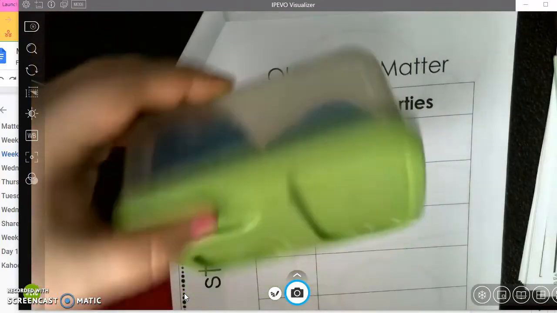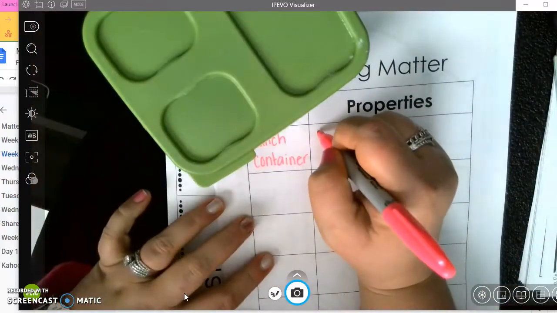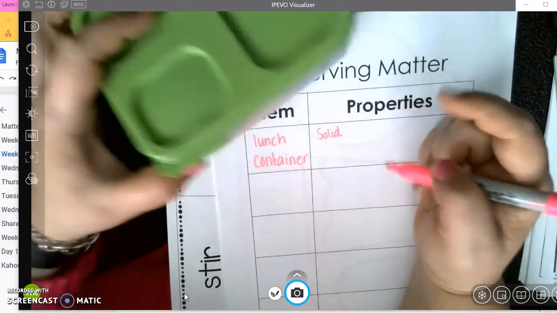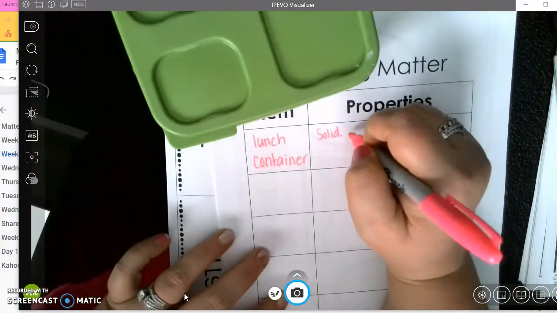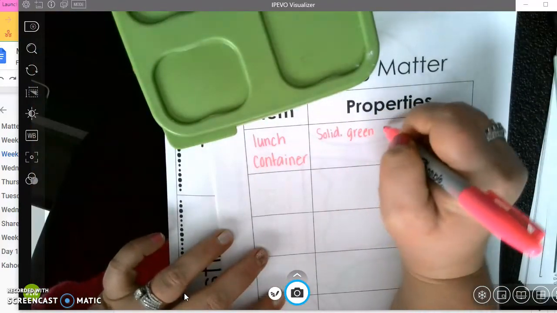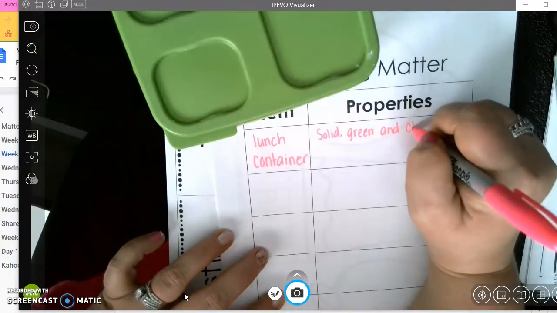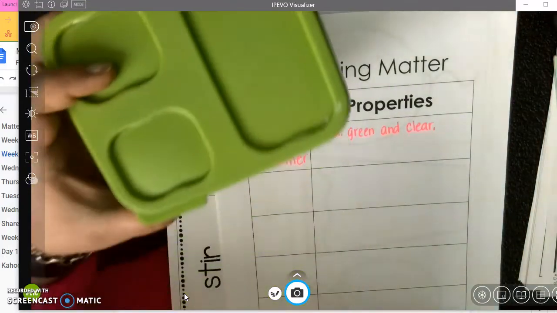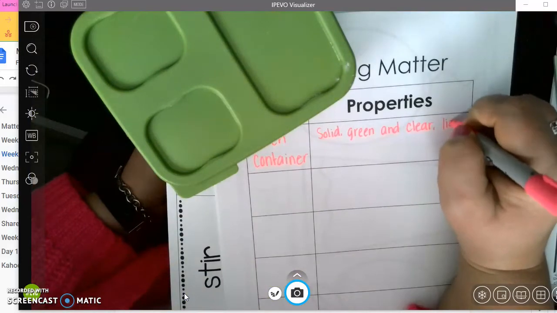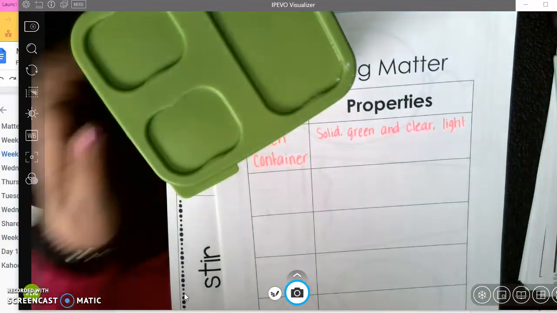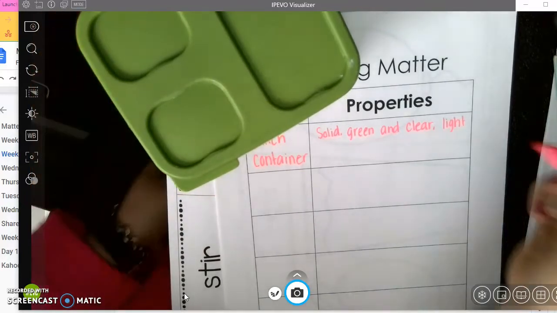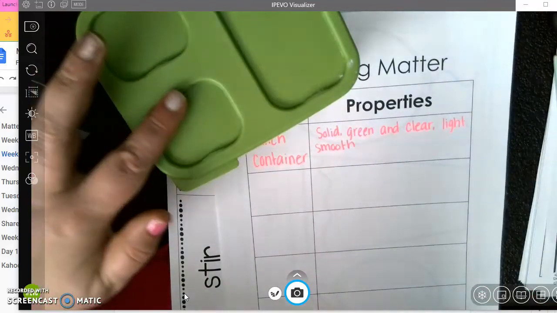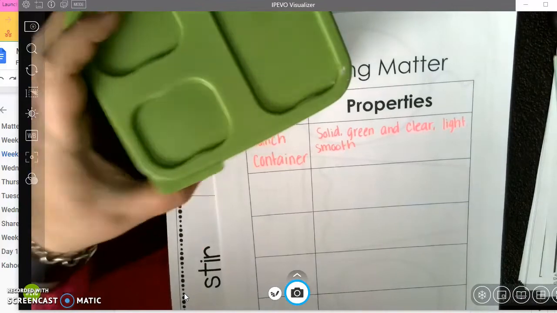So how many different properties can I find about my lunch container? Well, I'm touching it and it's not moving, so I think it's a solid. I can see that it is green and the bottom is clear. I can pick it up. And it's lightweight. It's not very heavy. It feels smooth. It's not bumpy. Although it does have a couple of indents in it.